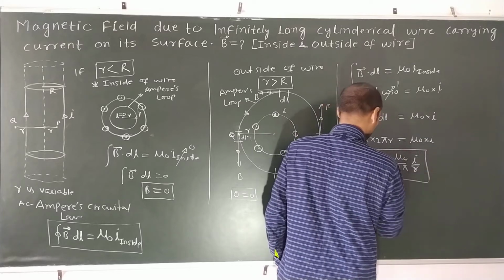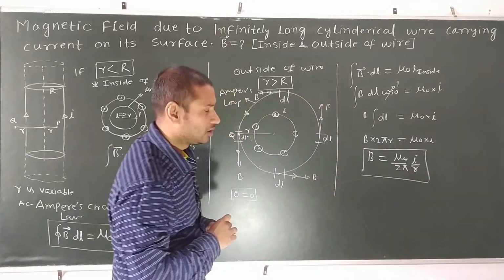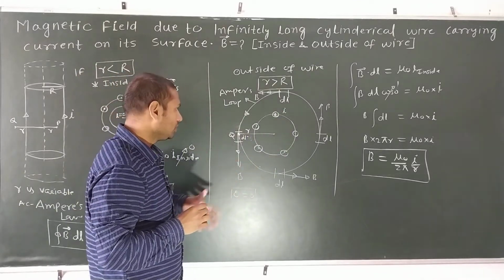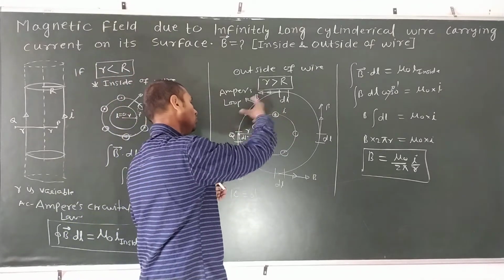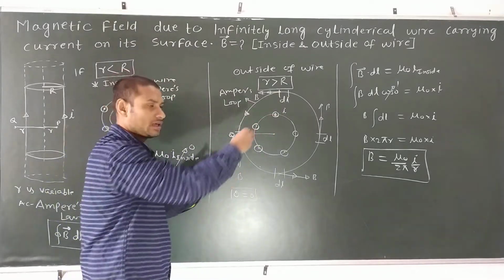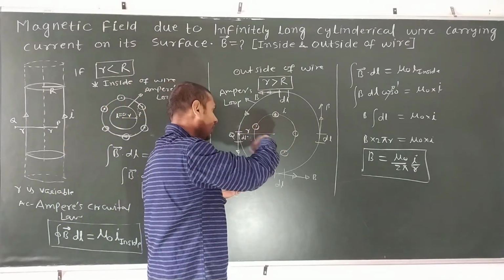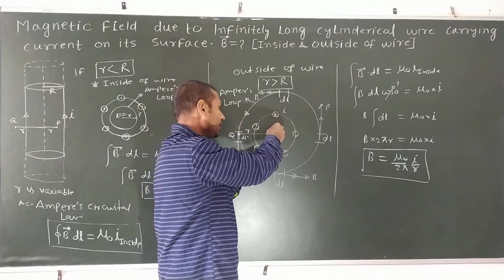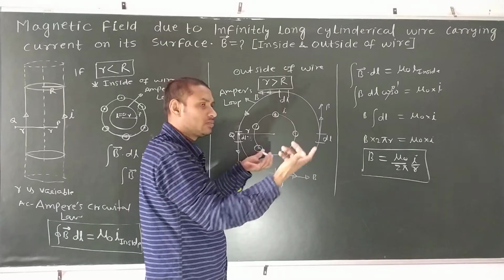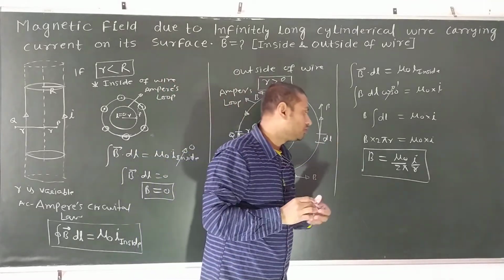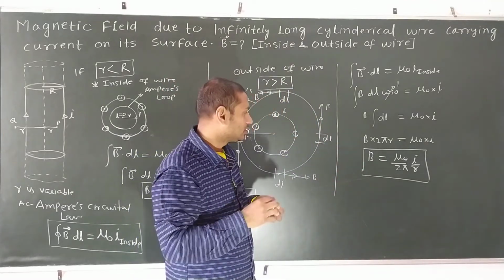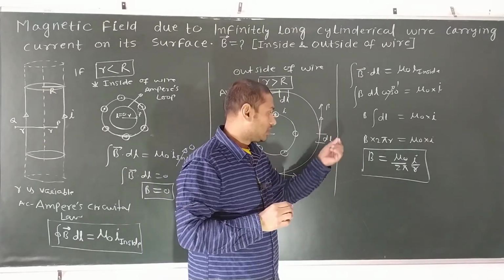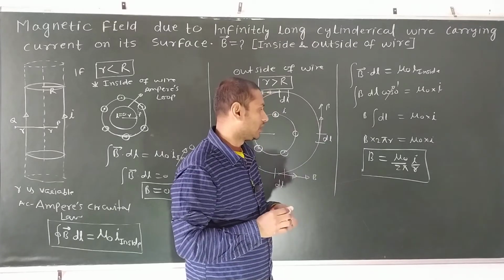This is the magnitude of the magnetic field outside of the wire. Here we see that the hollow wire behaves like a single wire. The current present on the surface of the wire behaves like a single wire passing through the center of the wire, because this is the value that we found in the previous lecture, the magnitude of the magnetic field due to a single infinite current carrying wire.